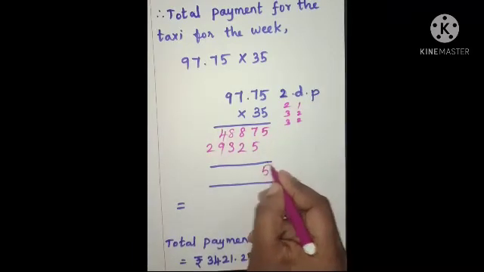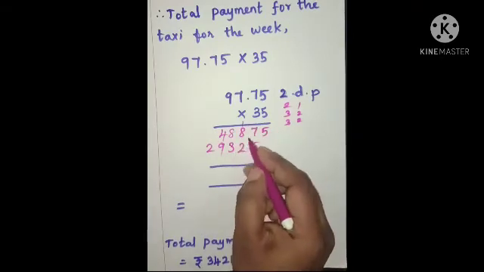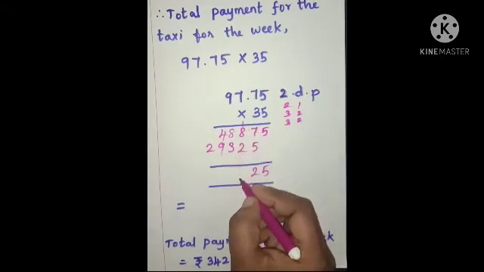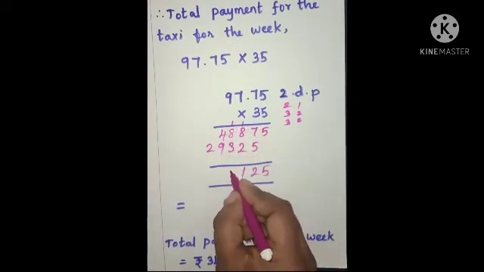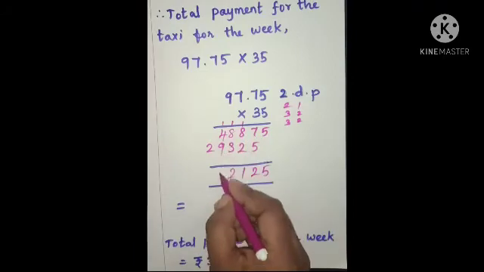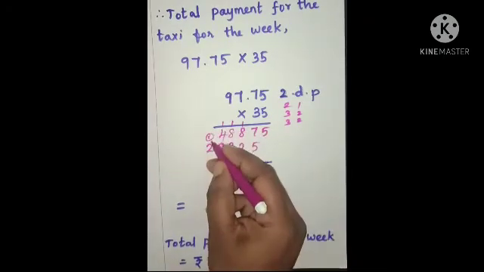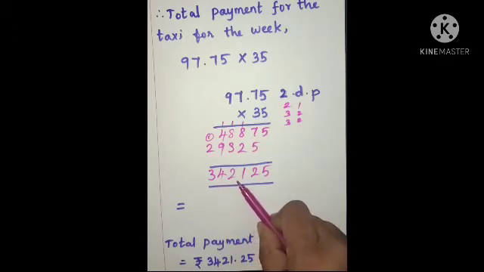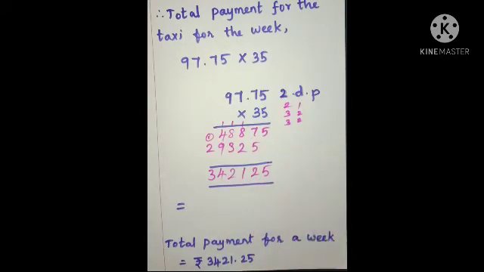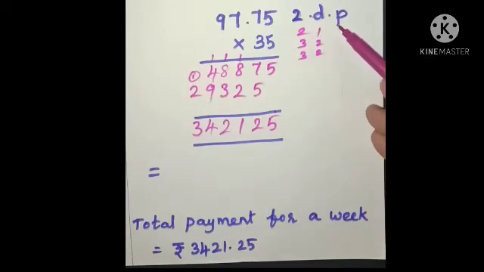Now add this. 7 plus 5, 12. 8 plus 1, 9. 9 plus 2 is 11. 9 plus 3 is 12. 10 plus 4 is 14. 2 plus 1 is 3. So our answer is 3,42,125. But the first decimal number has 2 decimal places.